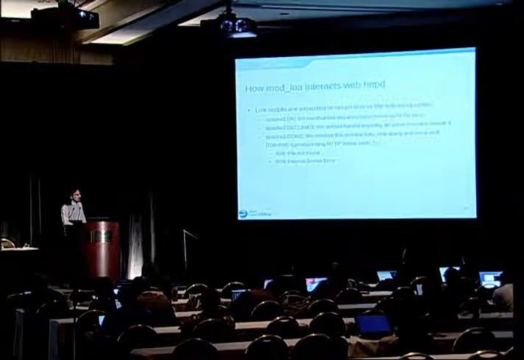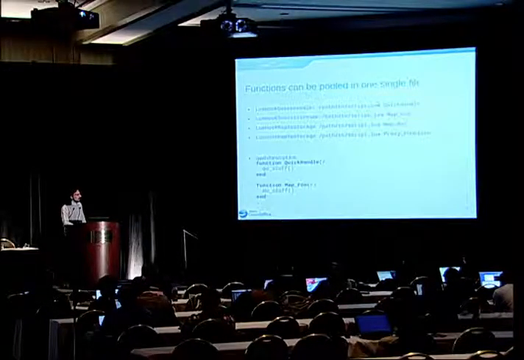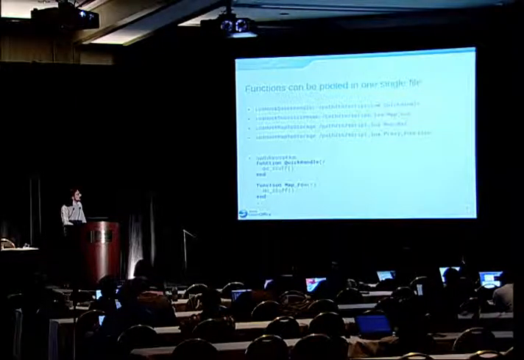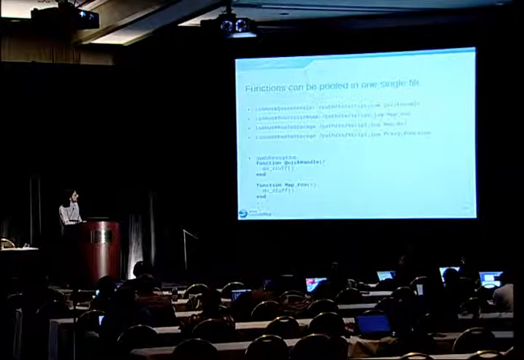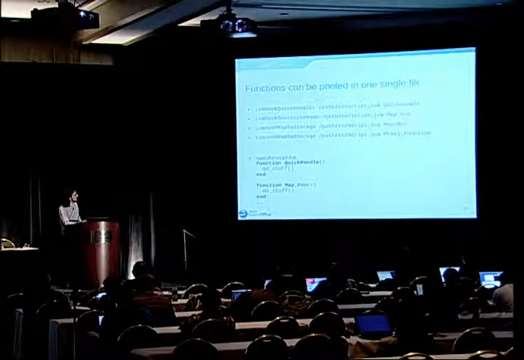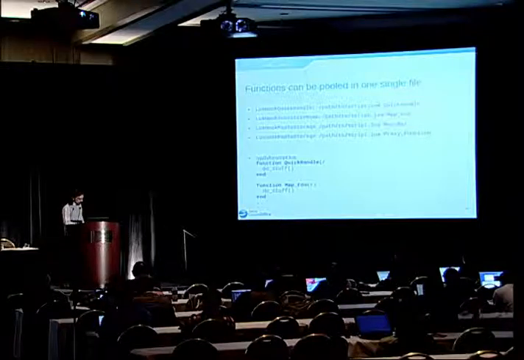You can also pool your scripts into a single file. As you can see here, I have four different hooks that all point to the same file, but they have different function names. And in my file, I would just declare different functions. So when this hook gets called, it would call this function, and when this hook gets called, it would call this function. So you can pool that if you like.